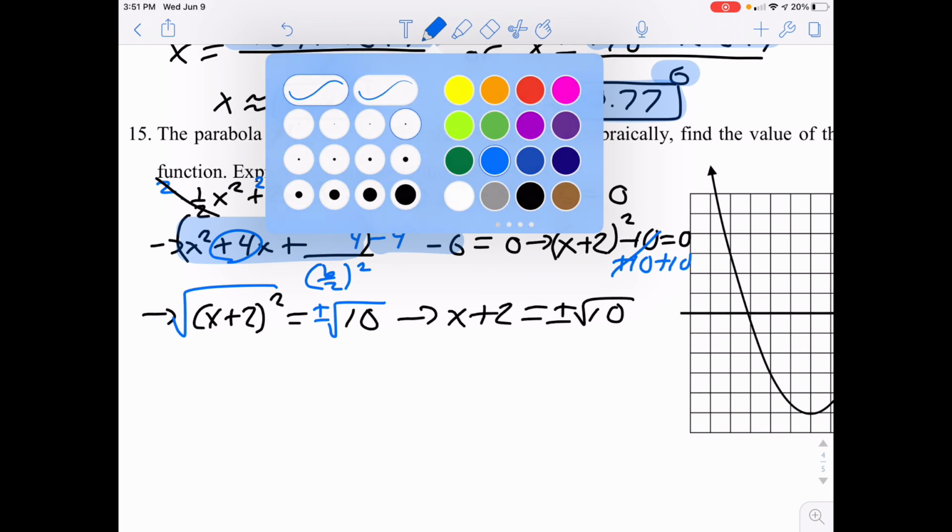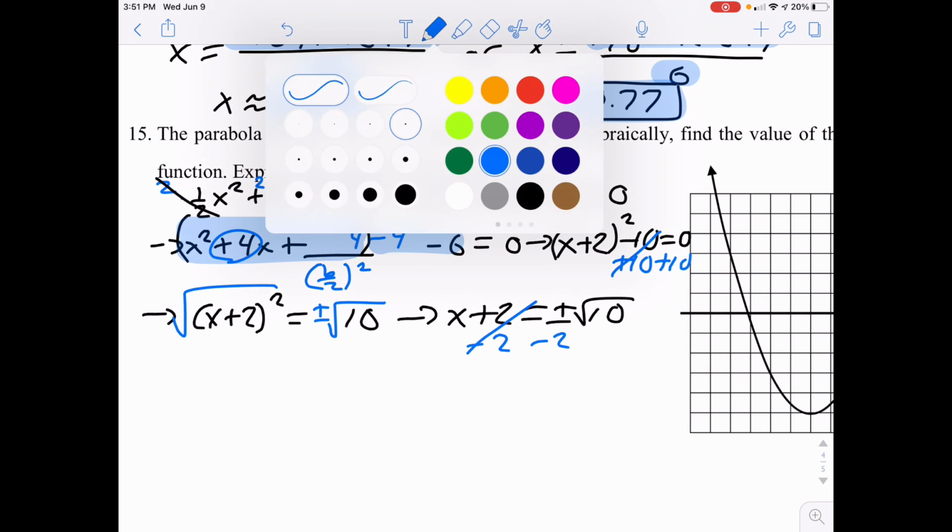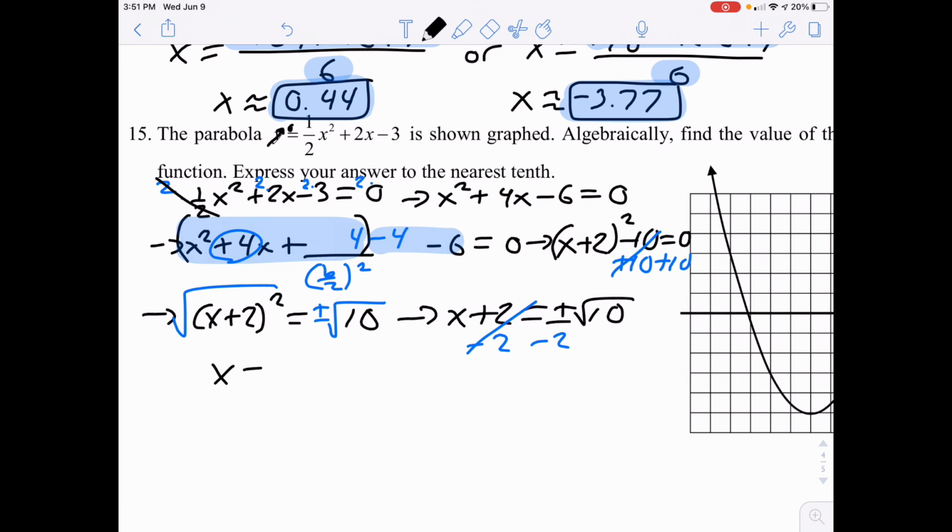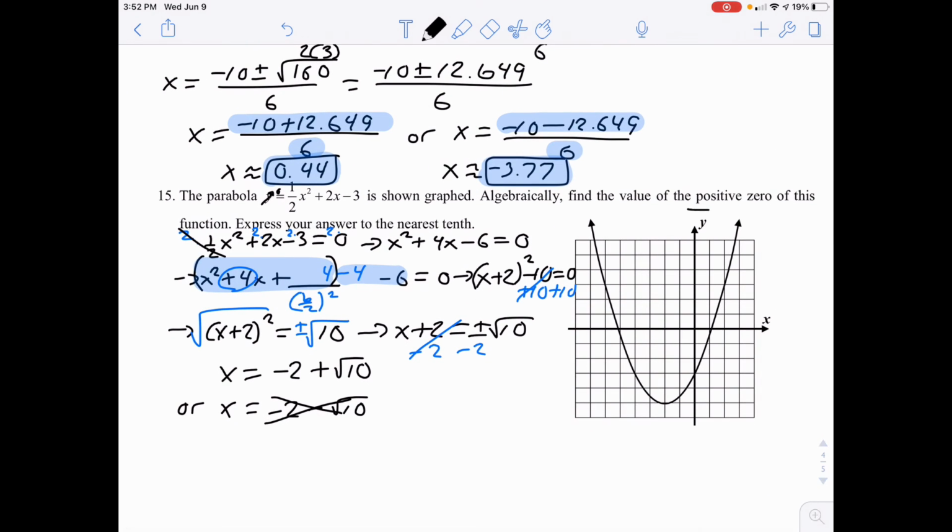But what we can do, of course, is subtract 2 from both sides, and we want the positive root. So here's what we see. x equals negative 2 plus the square root of 10, or x equals negative 2 minus the square root of 10. Now, you all should be able to look at this and go, a negative times a negative is just going to be more negative. That's your negative root. That's your negative zero. I want the positive zero, so I really want this. So I'm going to put that in my calculator. And negative 2 plus the square root of 10 is approximately 1.2.